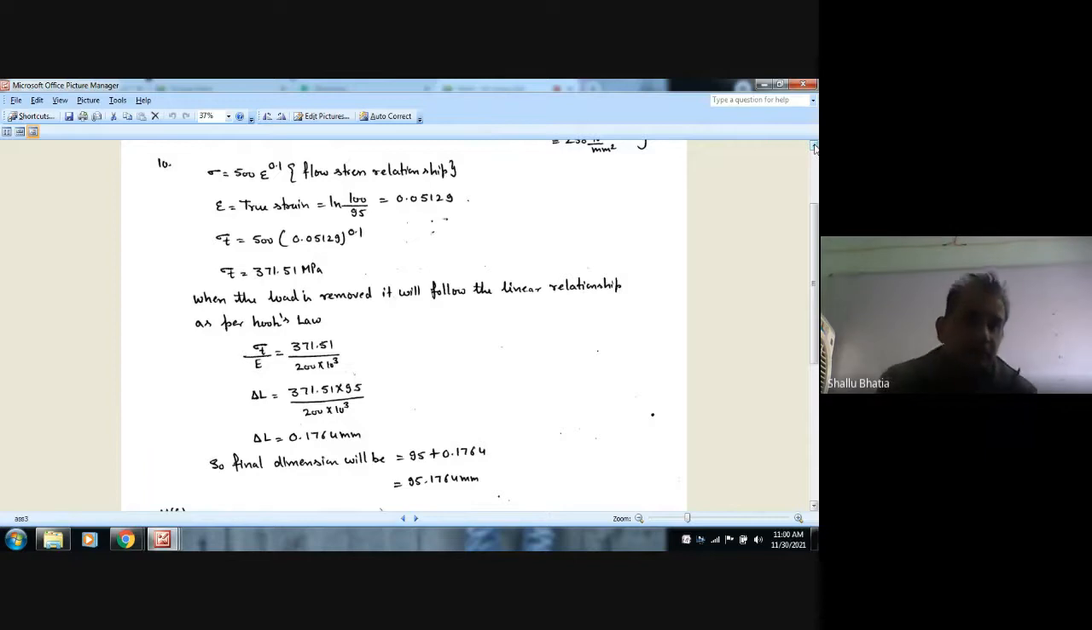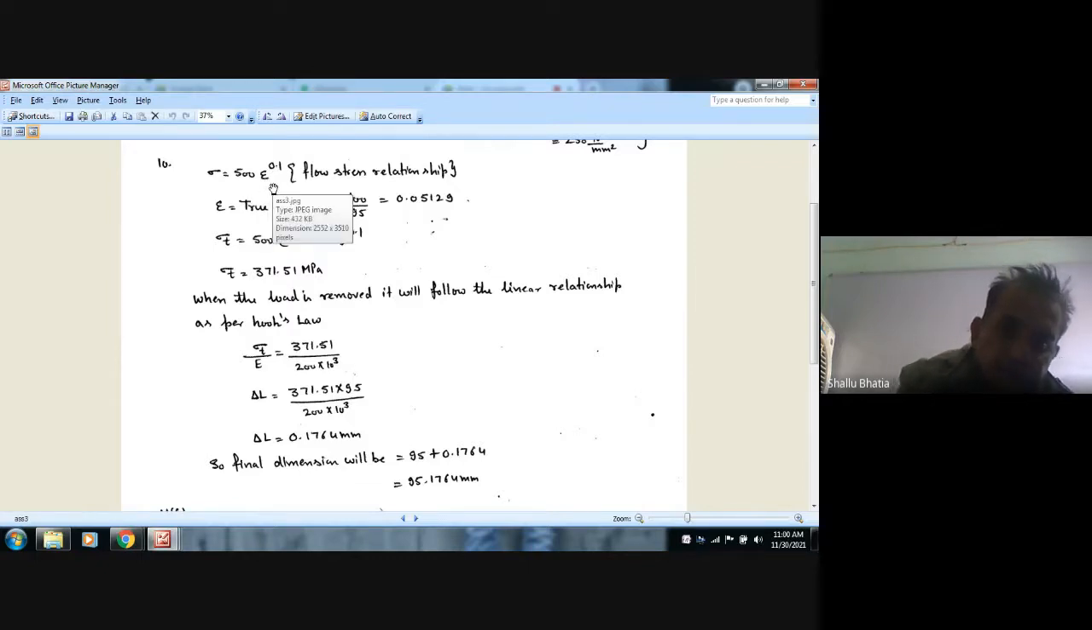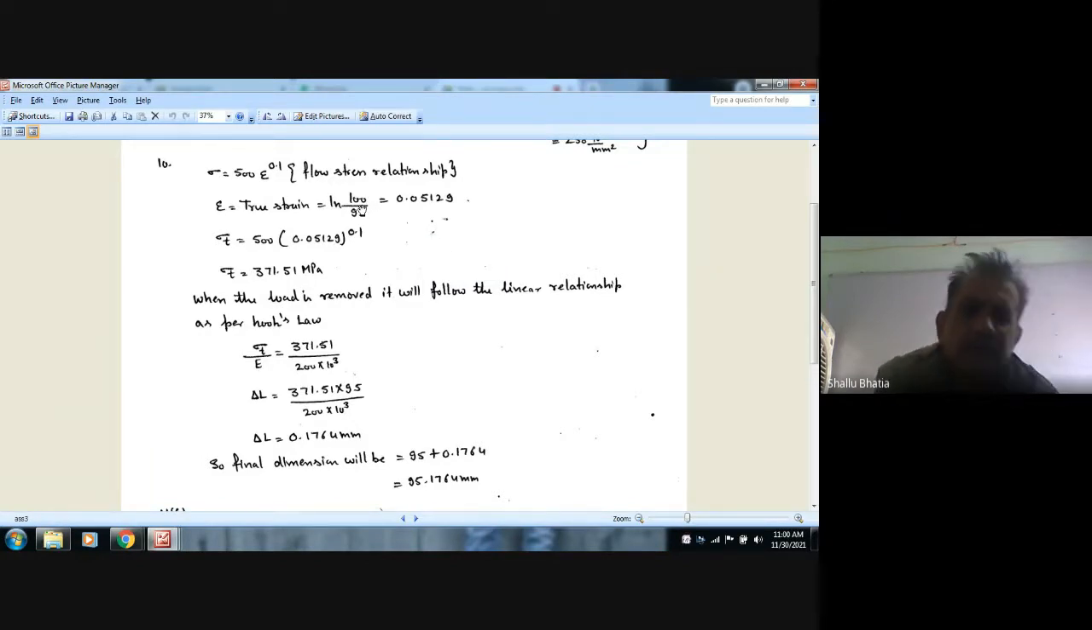Okay, so the stress strain relationship is sigma is equal to 500 epsilon to the power 0.1. Here epsilon is the true strain. The true strain is given by ln of final by initial, or we can say final by initial. It will be negative. Okay, then its value will be 0.015129. From this we can find out the true stress, because here sigma is true stress and epsilon is true strain.